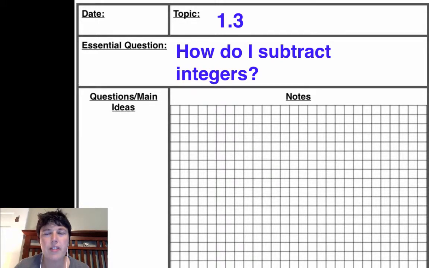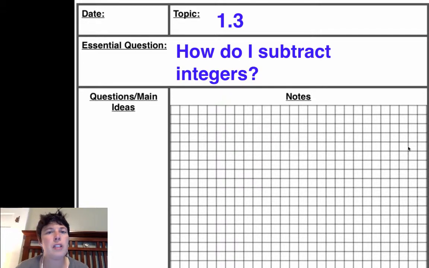Today is 1.3 if you're using the same textbook as us in class. That means chapter 1, section 3. And our essential question that we're focusing on today is how do I subtract integers?